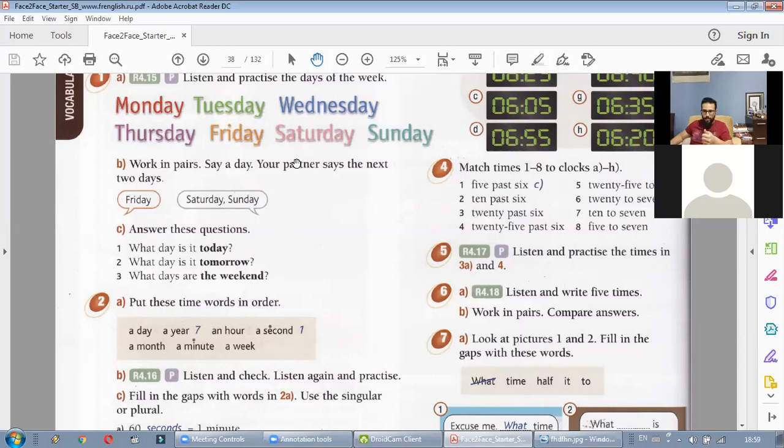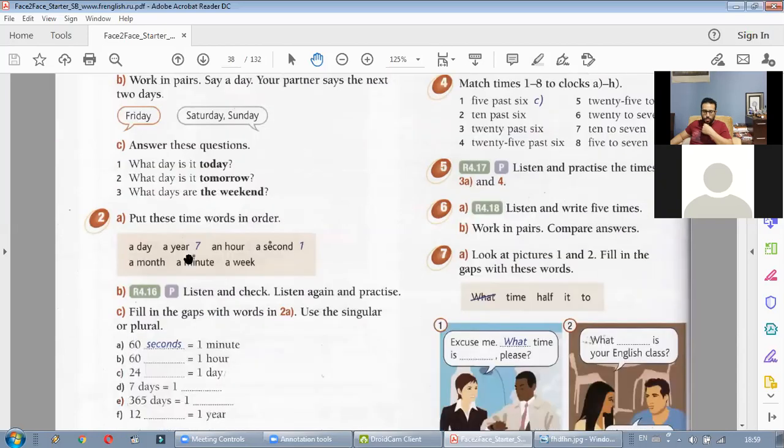Okay, so very good. The weekend in Libya is Friday, Saturday; in the UK, Saturday, Sunday. Okay, number 2. Put these time words in order. Let's use them in the correct order. We want to start from the smallest time to the biggest time, the longest. So the shortest time is 1 second. The longest time in this box is 1 year, a year.